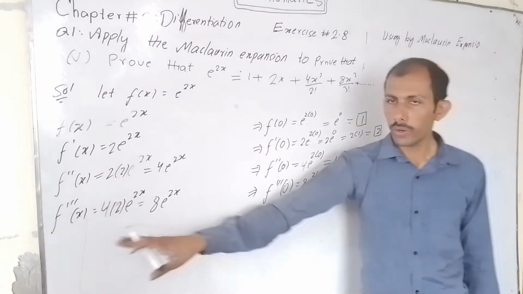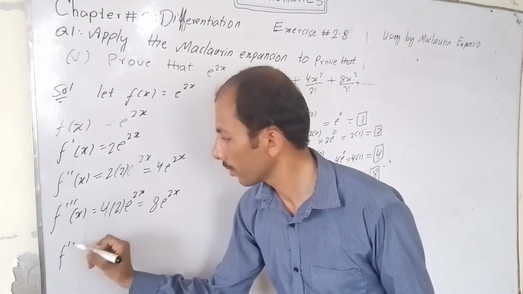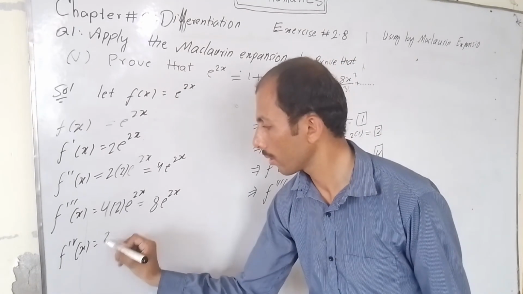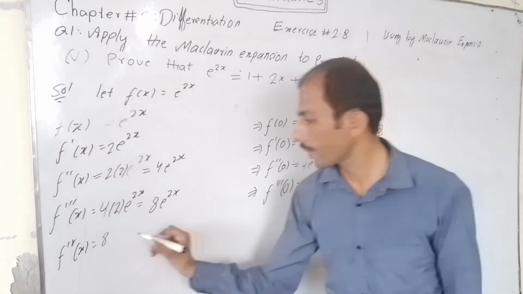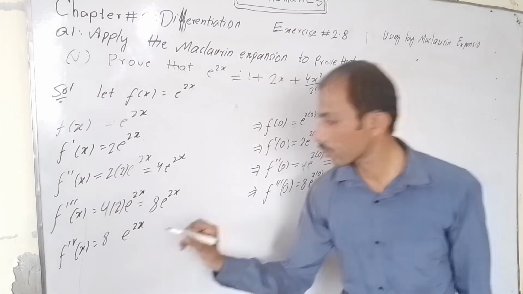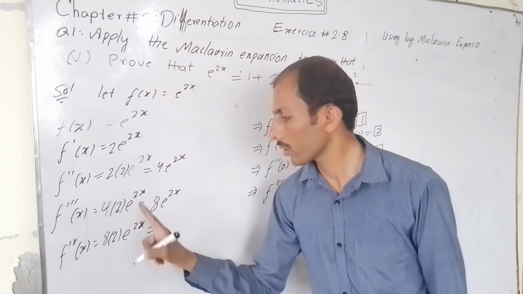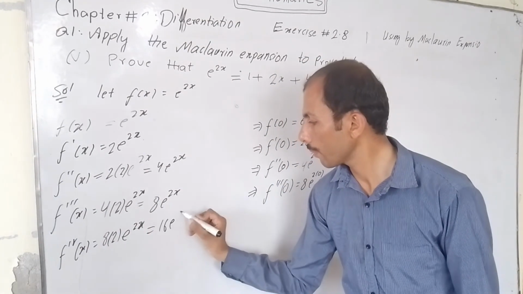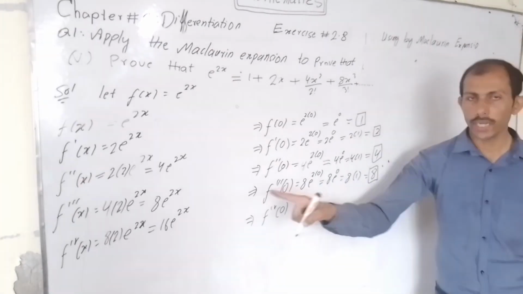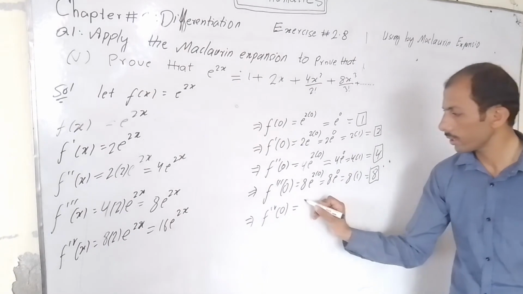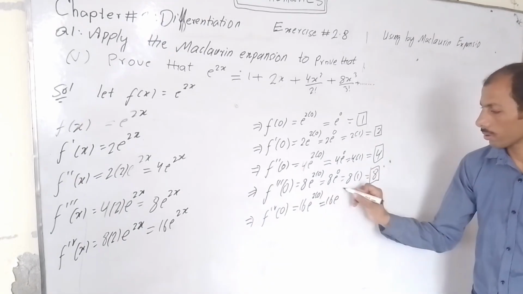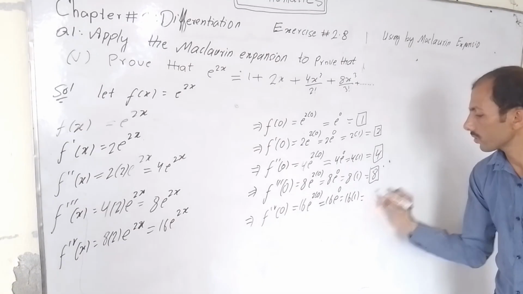Next, fourth order derivative f fourth prime of x is equal to 8 times derivative of e power 2x, which is e power 2x. Again derivative of 2x with respect to x is equal to 2, so it is 2 times 8, that is 16 e power 2x. At x equal to 0, f fourth prime of 0 is equal to 16 e power 2 into 0, which is 16 e power 0, that is 16 into 1, equal to 16.